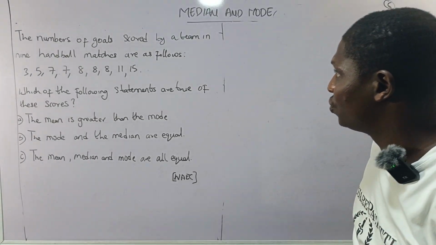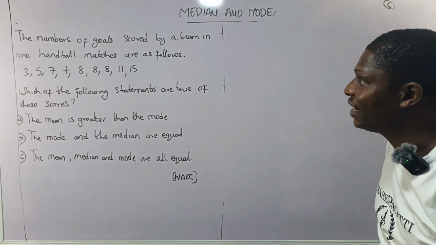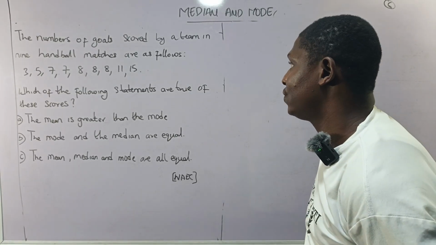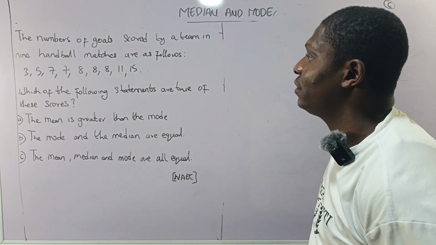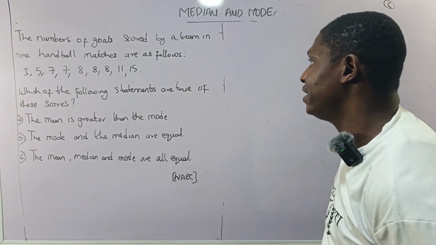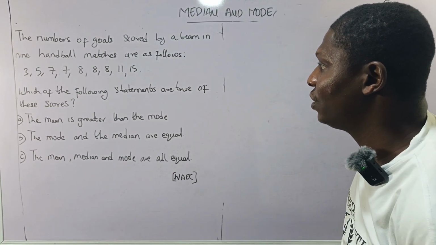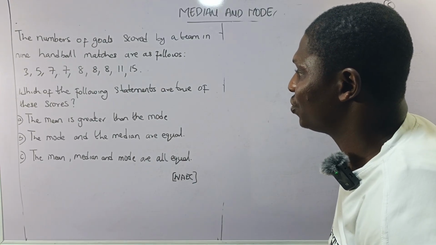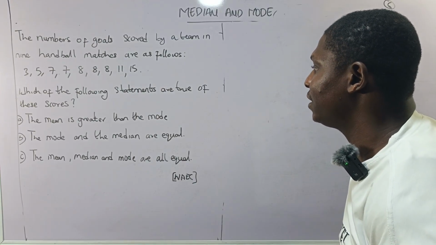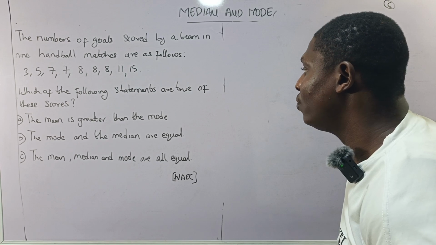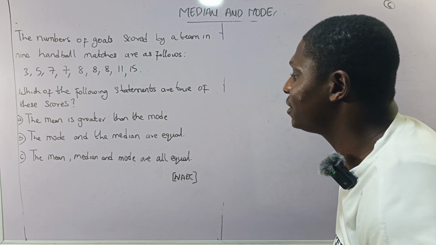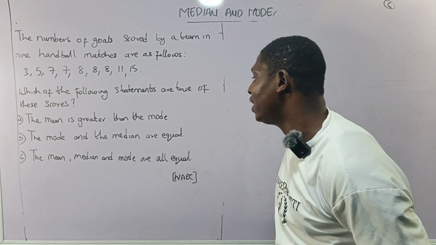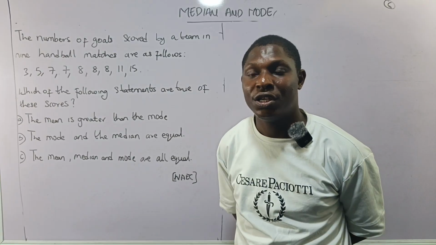The numbers of goals scored by a team in 9 handball matches are as follows. We have 3, 5, 7, 7, 8, 8, 8, 11, 15. Which of the following statements are true of the scores? A. The mean is greater than the mode. B. The mode and the median are equal. C. The mean, median, and mode are all equal.